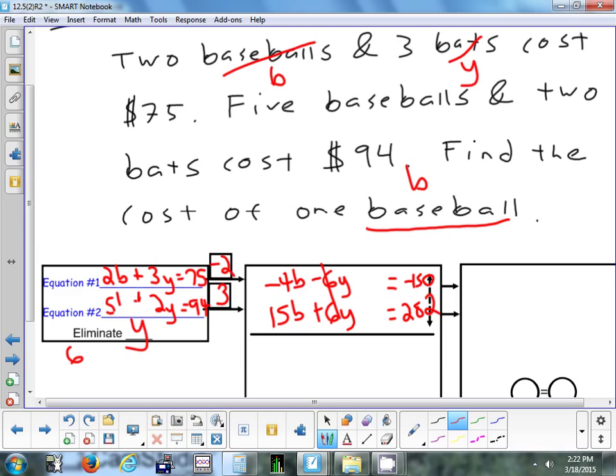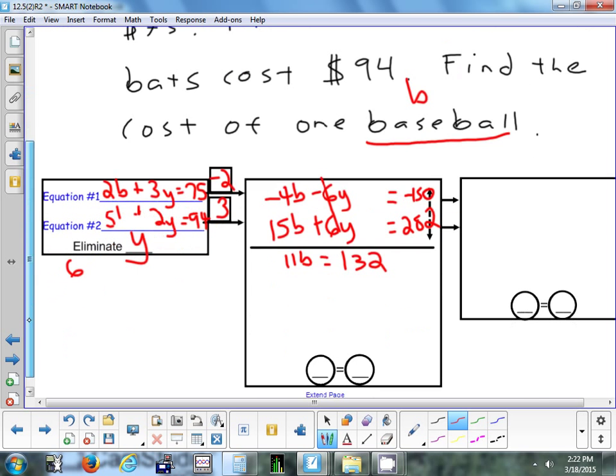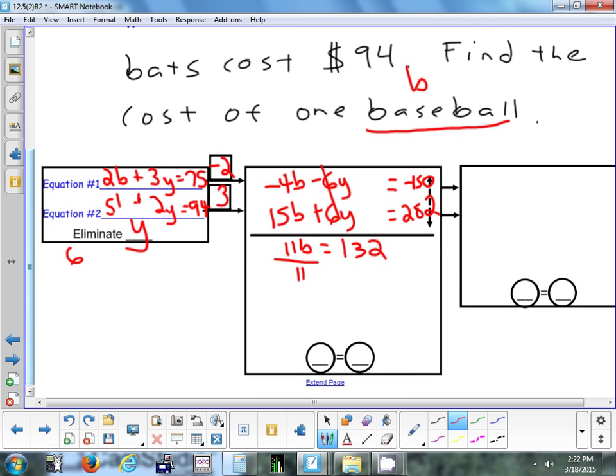Victoria, good looks. All right, so Victoria, -4b and 15b is 11b equals, someone help me out, 282 minus 150? 132. All right, what do I do now? Divide by 11. If the bottom number is positive, read it backwards. 15 minus 4. It's easy. You're not dealing with negatives. 11, right? So 132 divided by 11.